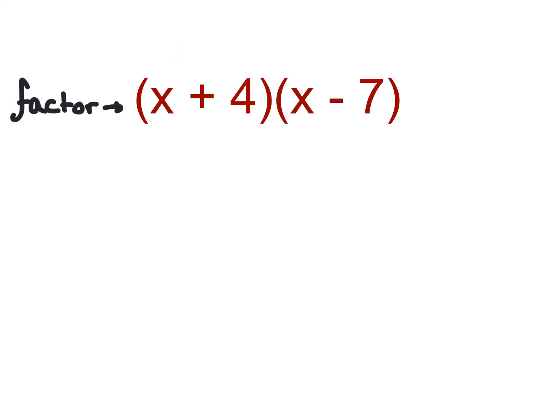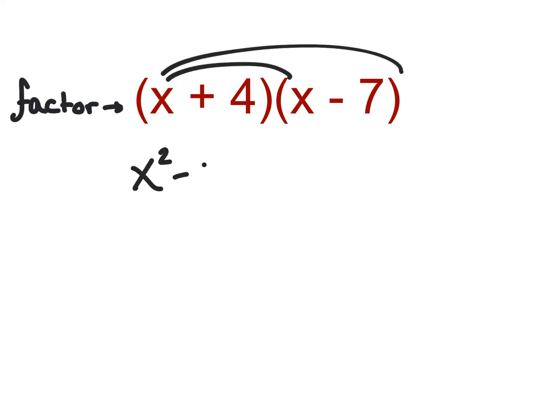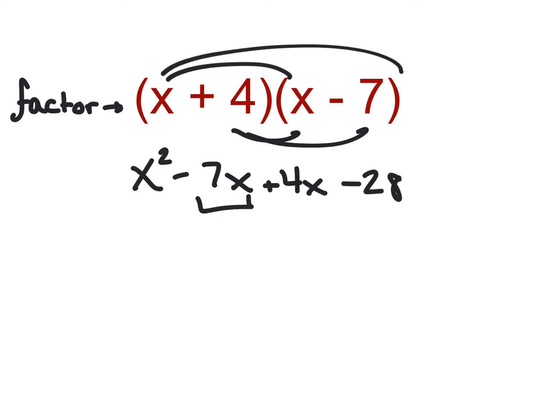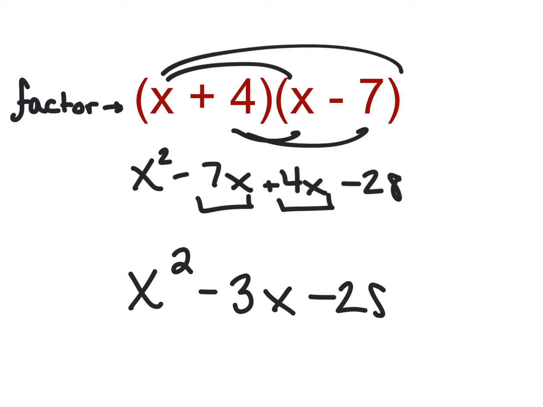You would distribute this x to the second one, and you would get x squared minus 7x, and then you would distribute the 4 to get plus 4x minus 28. You would have two inner like terms, which would produce x squared minus 3x minus 28. So on your screen, you see a simplified trinomial. Now we're going to reverse directions.